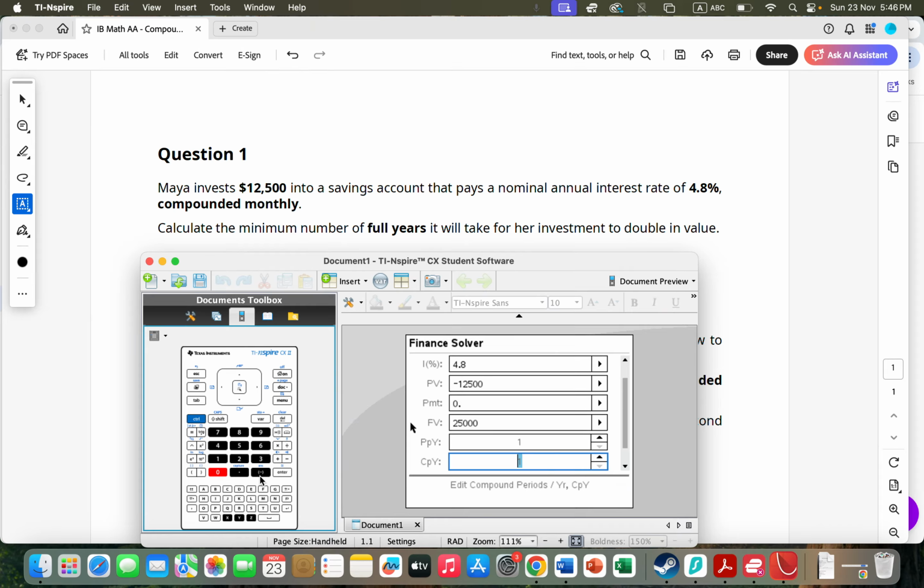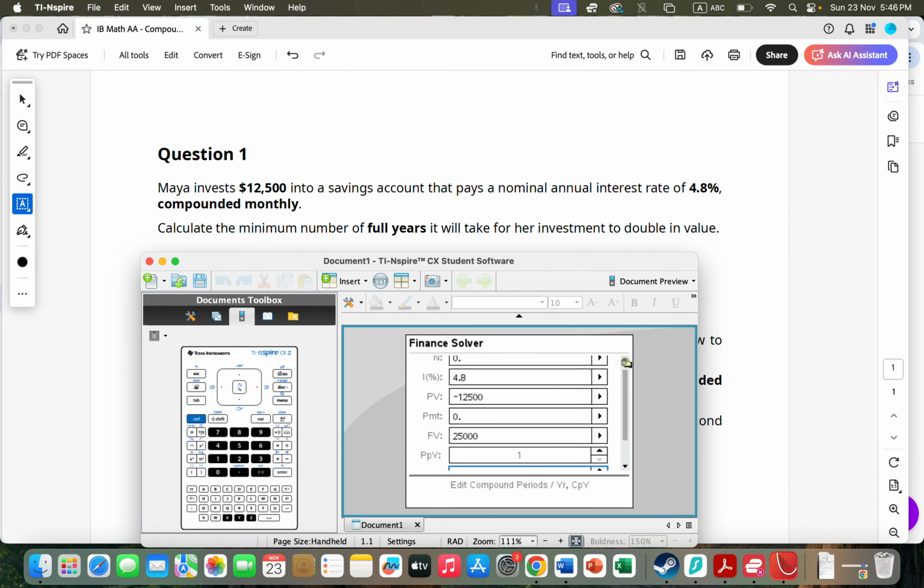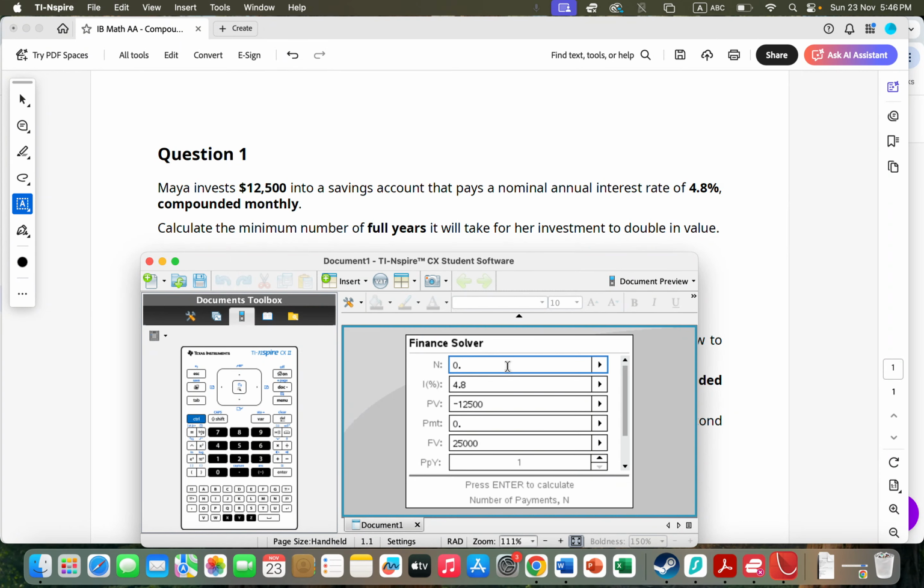And CPY is basically the number of times the interest is compounded in a year, and since this is compounded monthly, CPY should be 12. Okay, and once you have put in all these numbers, we're going to go back to N because that's what we need to find.